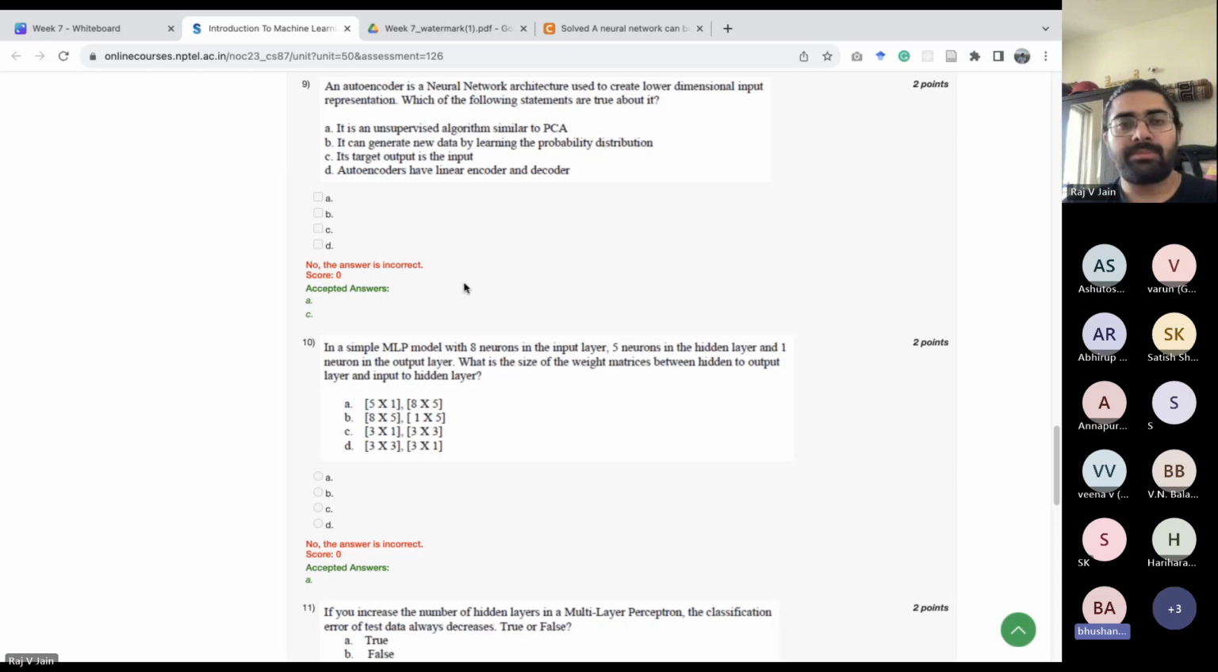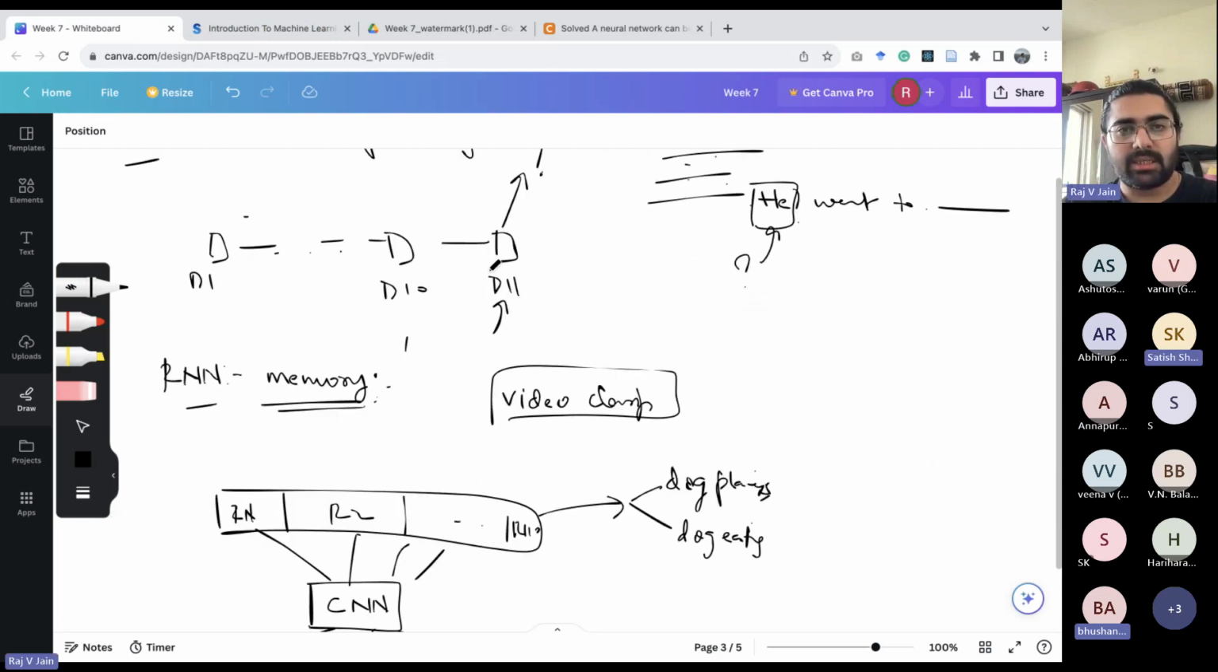What I've not understood about autoencoders is its utility. Like convolution, you have understood the utility. RNN, you have understood the utility. Autoencoders का फायदा क्या है? अच्छा, right.